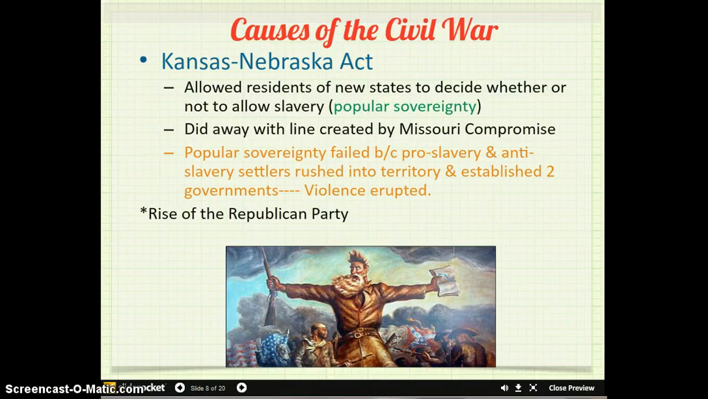The Kansas-Nebraska Act also did away with the line created by the Missouri Compromise. Unfortunately, popular sovereignty failed because pro-slavery and anti-slavery settlers rushed into the territory and established two governments. Violence eventually erupted, and this represents the failure of popular sovereignty.